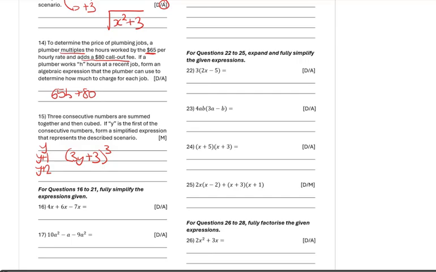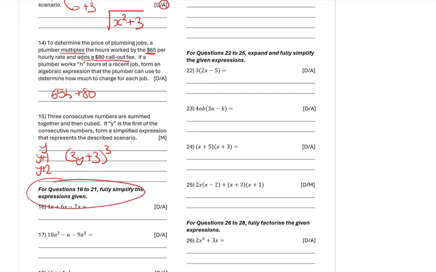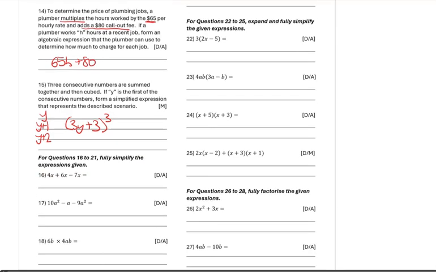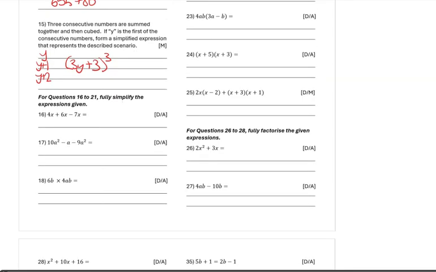Okay, now moving down to questions 16 to 21, and these are fully simplified questions. So question 16, you can see you've got a whole bunch of x's, and all of them are being added or subtracted together. So here we're grouping like terms. The first 2 is going to be 10x, and then we're going to minus another 7x, and that's going to become 3x. If you got that right, you were given a developing mark.